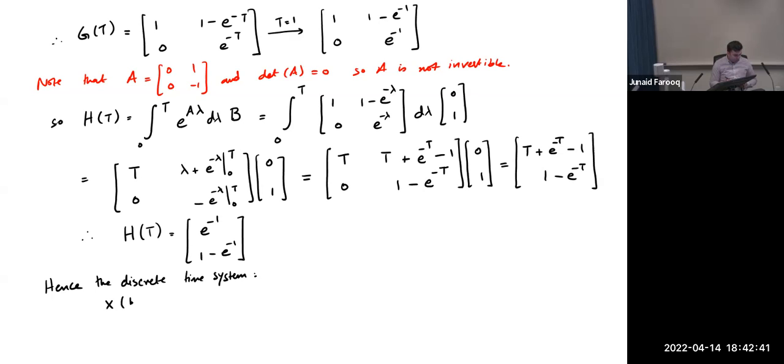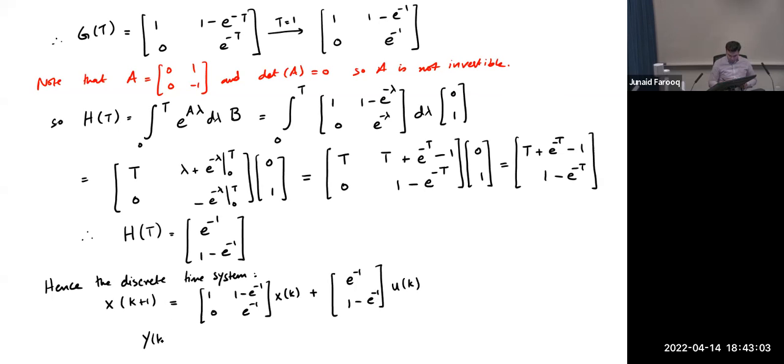It is basically x of k plus 1 equals 1 minus e to the minus 1, like this, times x of k plus e to the minus 1 times u of k, and then y of k is simply the C, which is as before, times x of k, and there is no D, so we are done with that aspect.